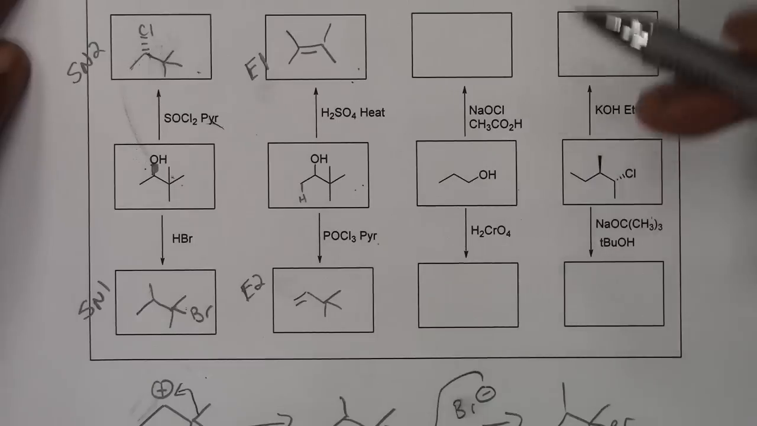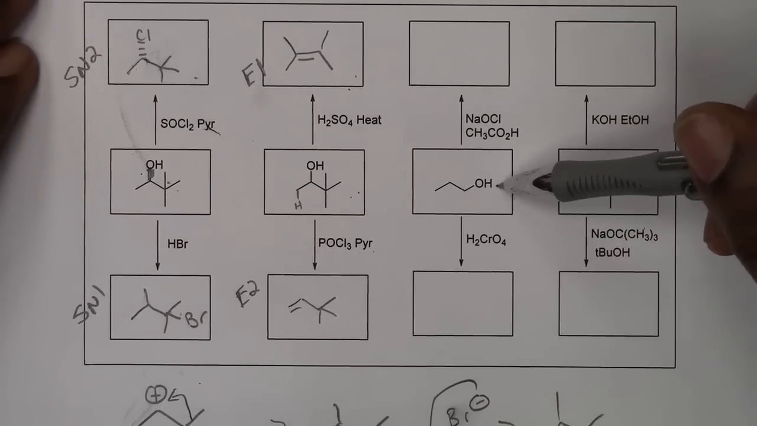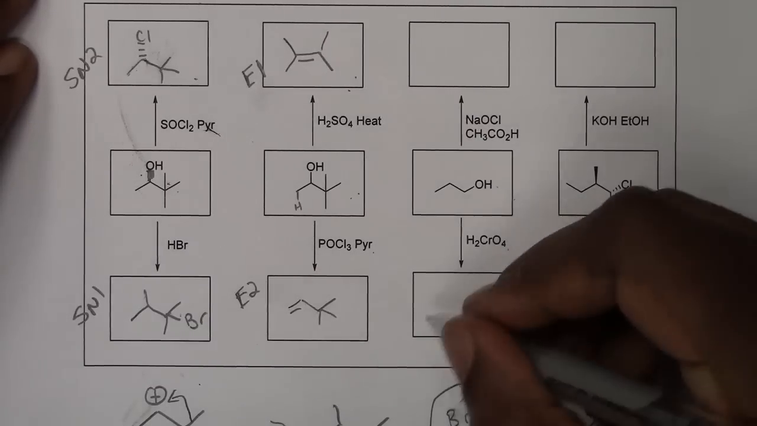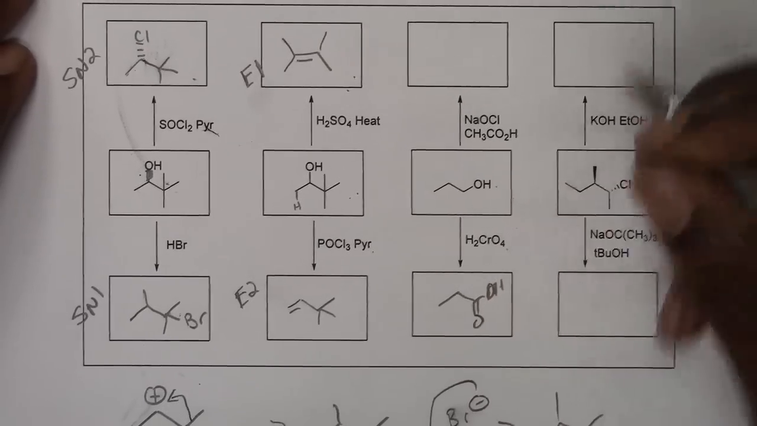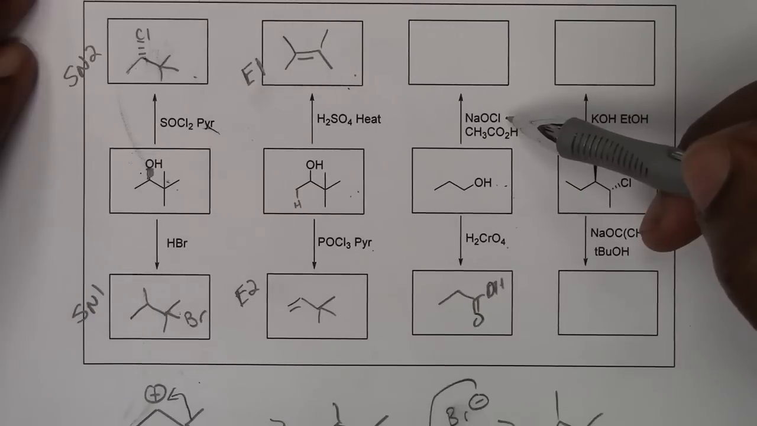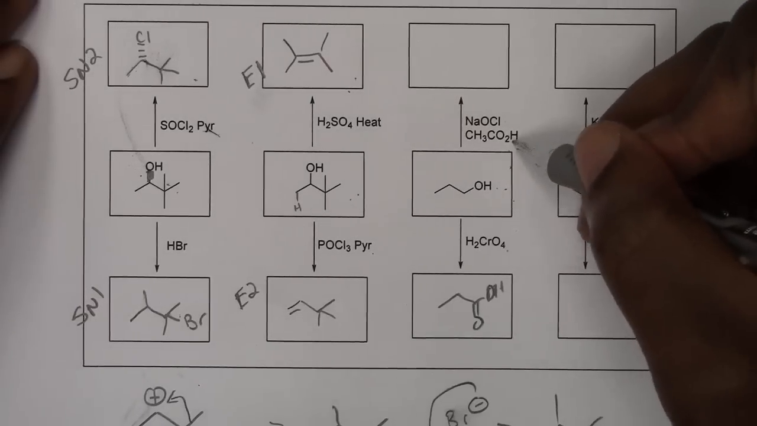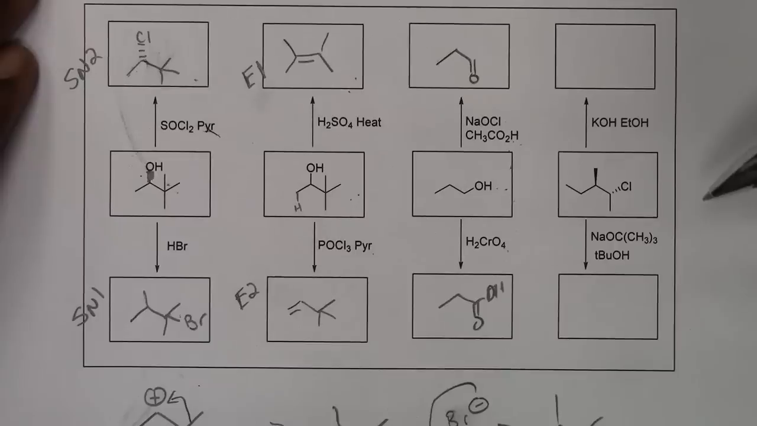Now this is a little bit of a different set of reactions, but you guys need to know these. What happens when we react a primary alcohol with chromic acid? It's a carboxylic acid. Correct. It's oxidized to the carboxylic acid. Primary alcohol with sodium hypochlorite and acetic acid. What does this do? Aldehyde. Correct. It stops the oxidation process at the aldehyde.